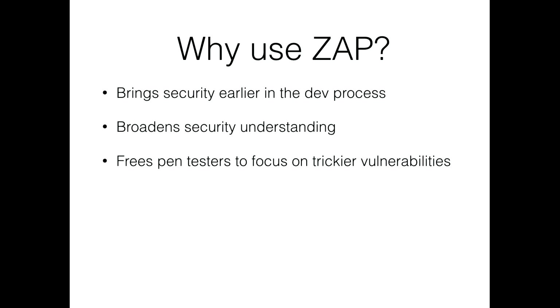One, it brings security earlier into the development lifecycle, which, like we said, shortens that feedback loop. You don't have to wait the full sprint and then have the pen test done, and then moments before deploying to prod, hear about these vulnerabilities. You can hear about them right away.